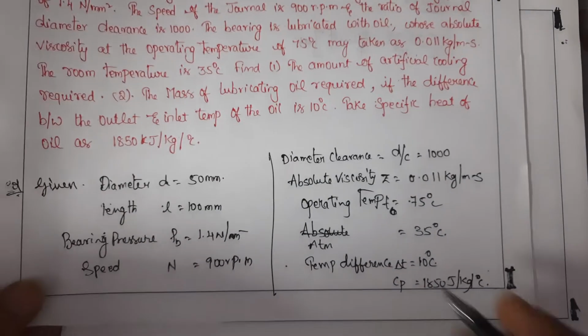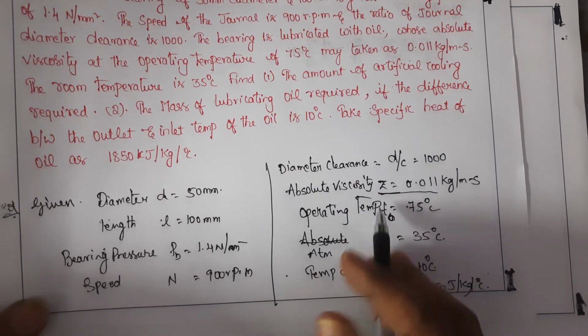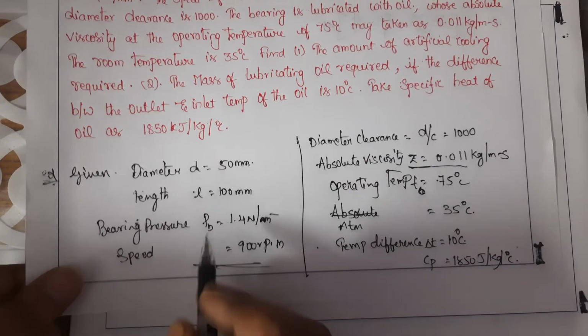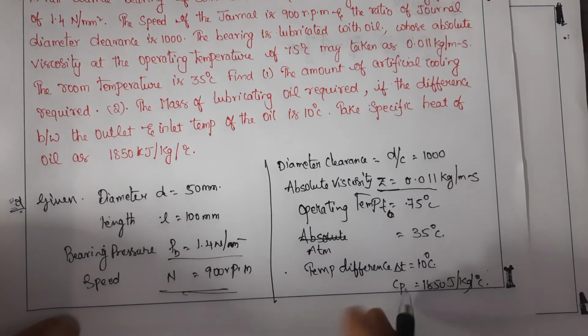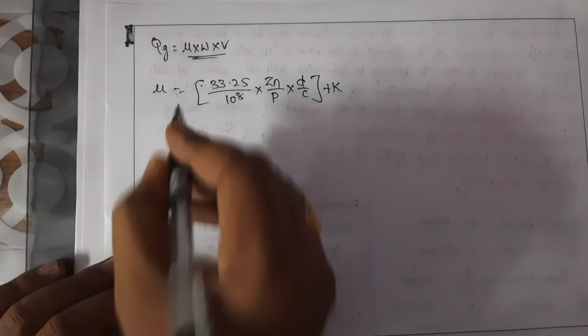Next is the Z value, he has given as absolute viscosity, and N is given as the speed, by P. So these are the values we are having, but into D by C, the D by C value is also given here. Just substitute those values.